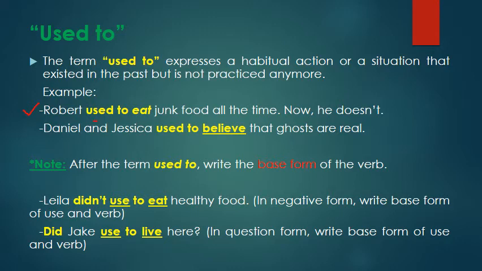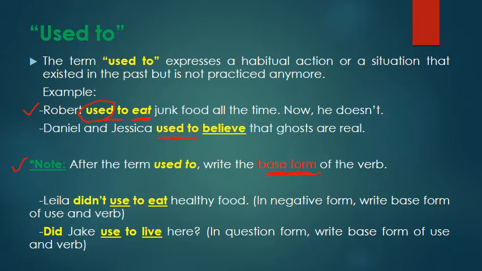Robert used to eat. Notice how we write it. Used to, and the verb is in the base form. You don't say used to ate. There goes the past simple here. You can't write this past simple twice. So this goes back to base form. Robert used to eat junk food all the time. Now he doesn't. Daniel and Jessica used to believe that ghosts are real. Note, after the term used to, write the base form of the verb.